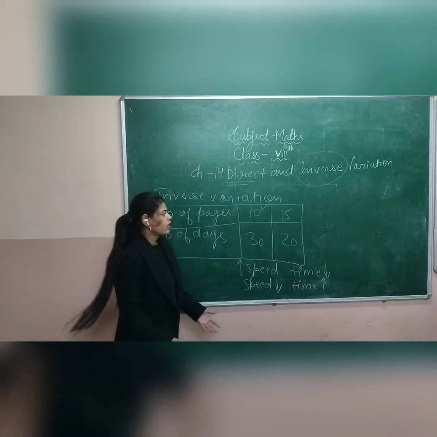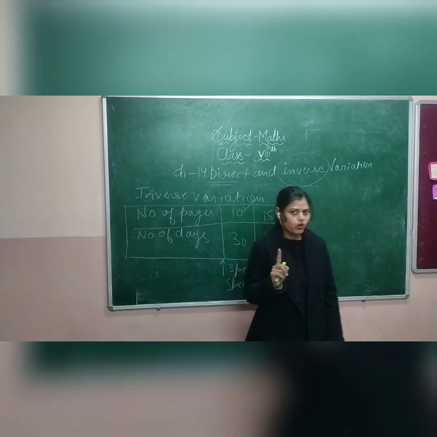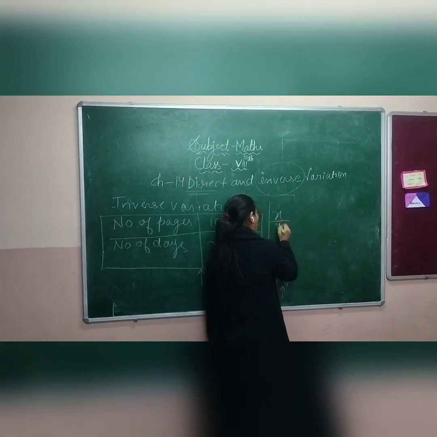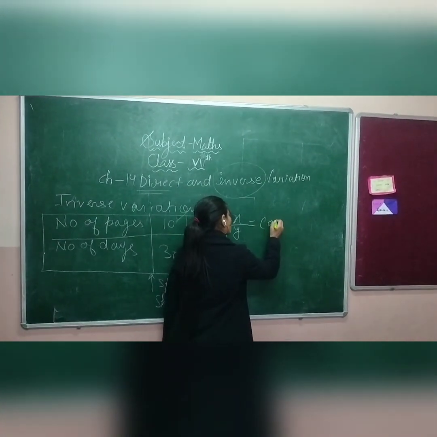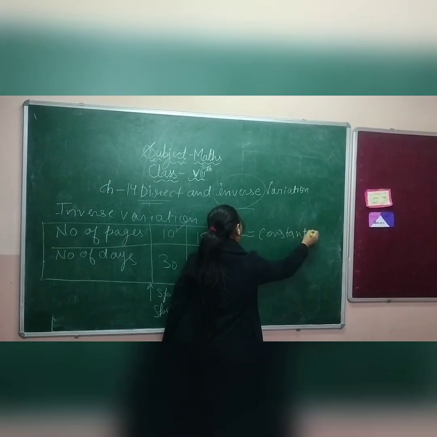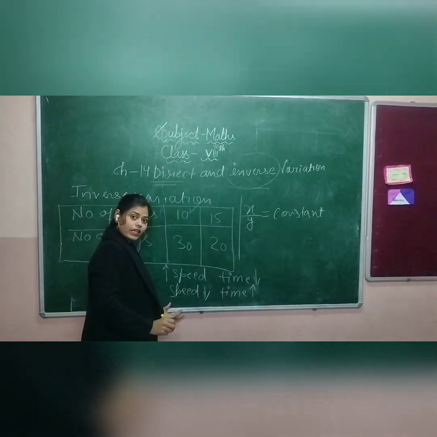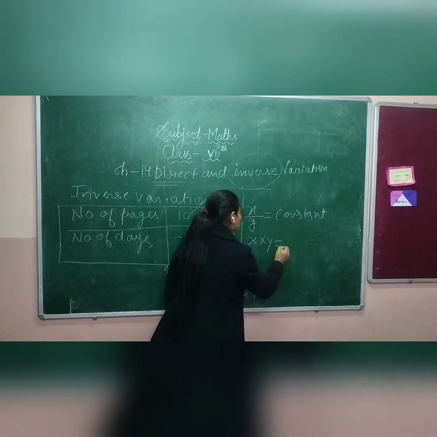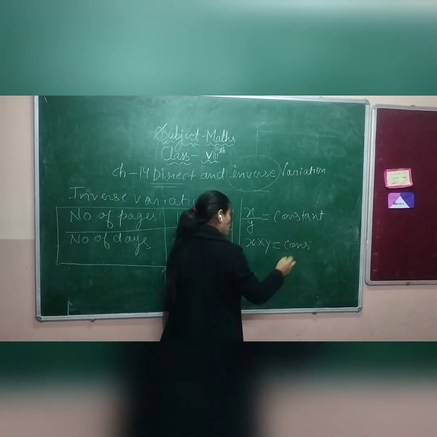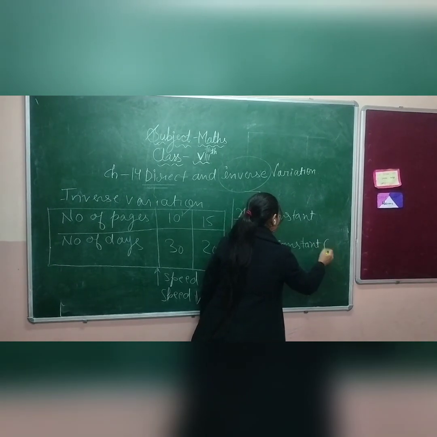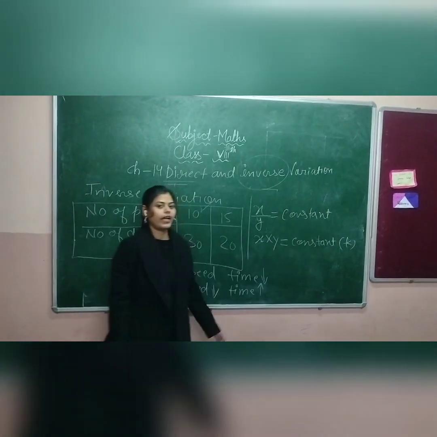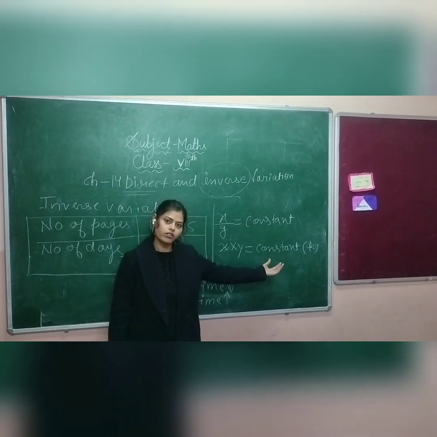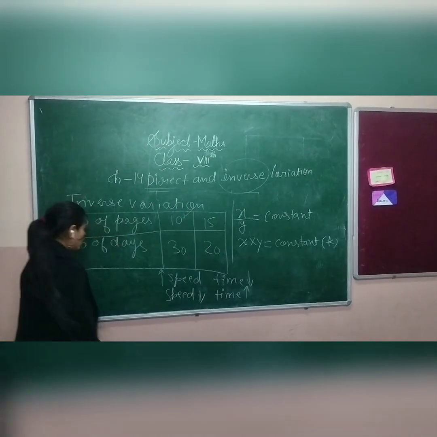Now, we already learned about direct variation. That was x upon y is equal to constant. But I am talking about the inverse. Inverse is x multiplied by y is equal to constant. Here I am taking, again for my convenience, a k value. So x multiplied by y, if you get this value, it is a constant.